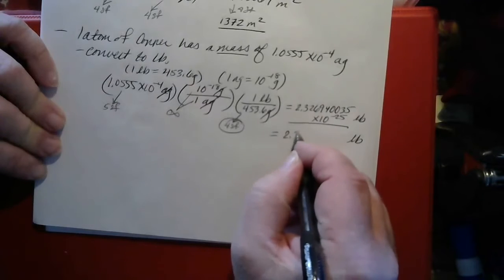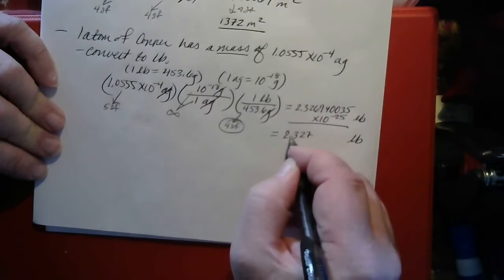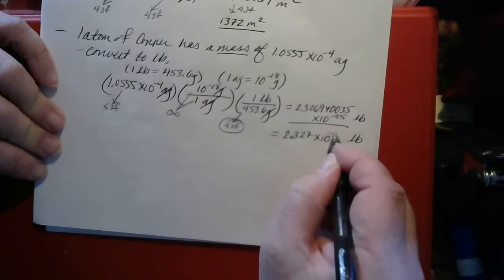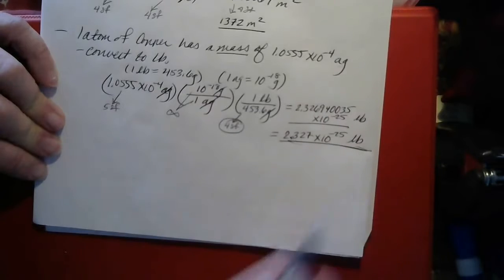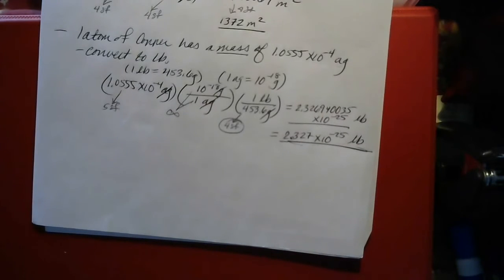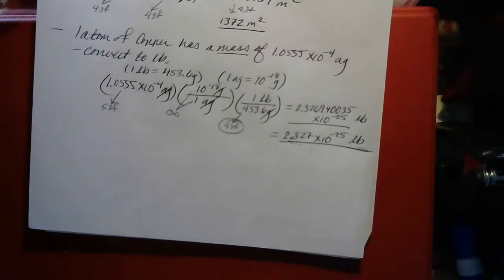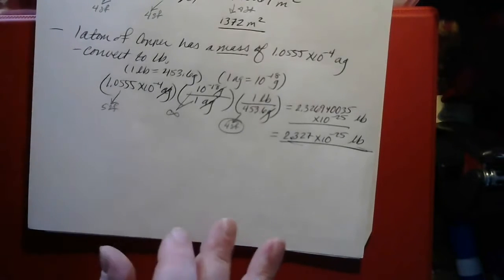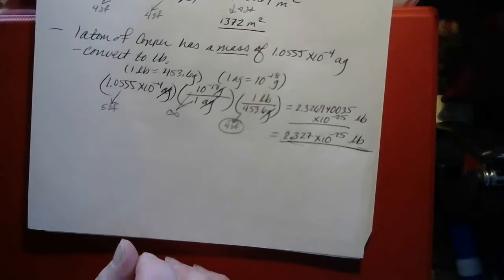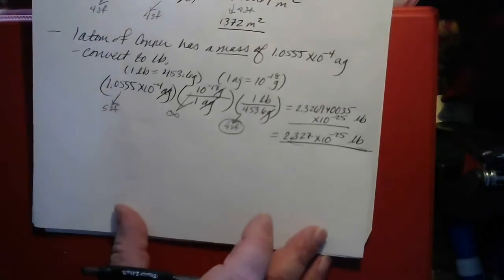So 2.327 times 10 to the minus 25. That is our final answer, and that is the weight of 1 atom of copper. So we're pretty familiar with what pounds are. I think of 10 to the minus 25 power of a pound: really, really, really small.